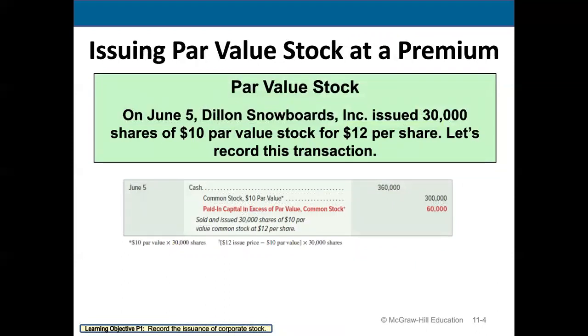But sometimes, most of the time actually, stock is issued at a premium to its par value, meaning that when we issue the stock, the market price is higher than our par value. So we've got to record that we got more than what the par value was. So here on June 5th, Dylan Snowboards issues 30,000 shares of $10 par value stock for $12 per share.